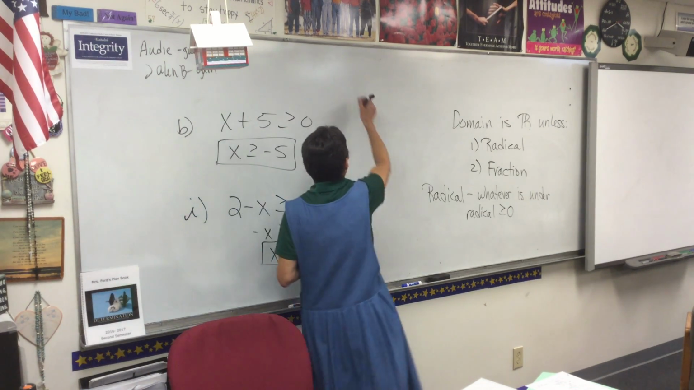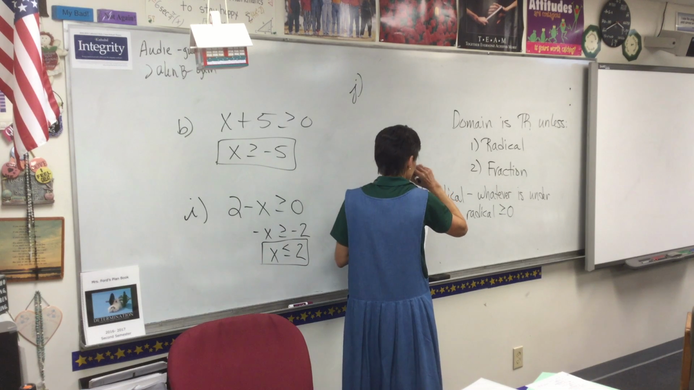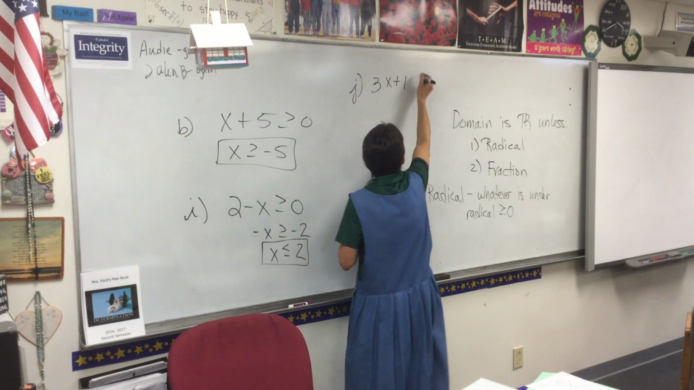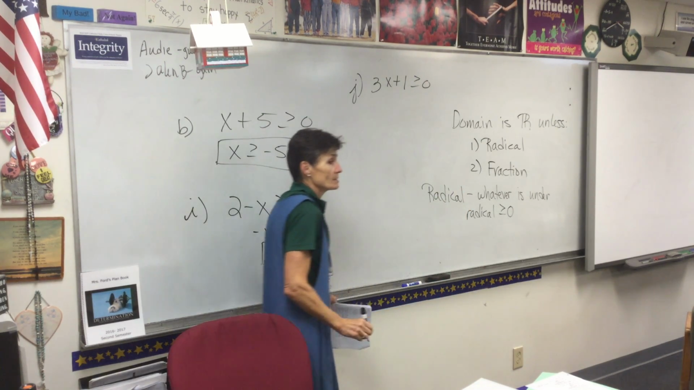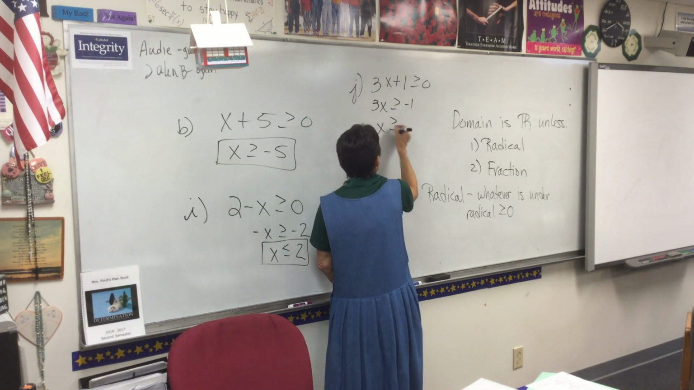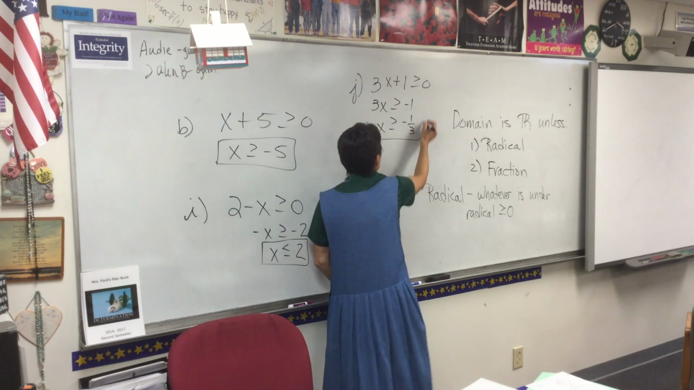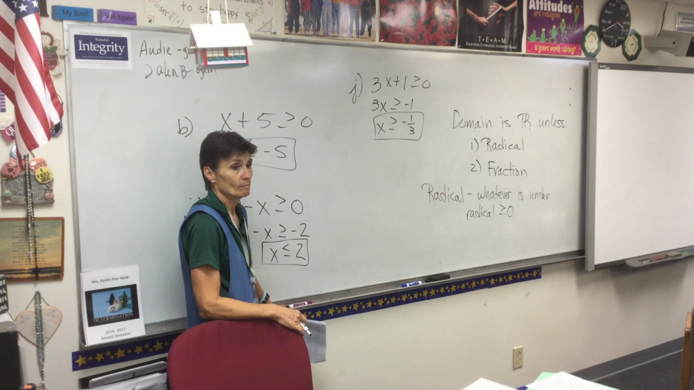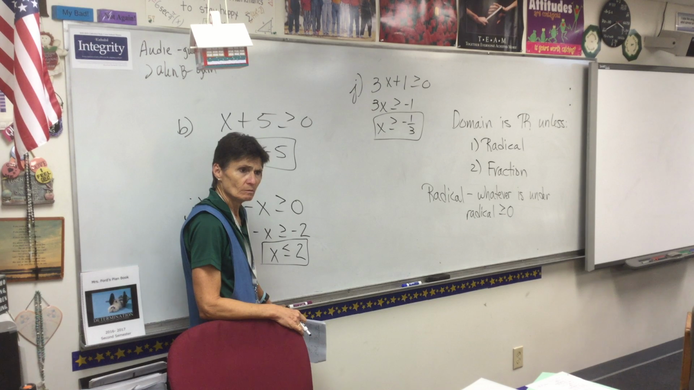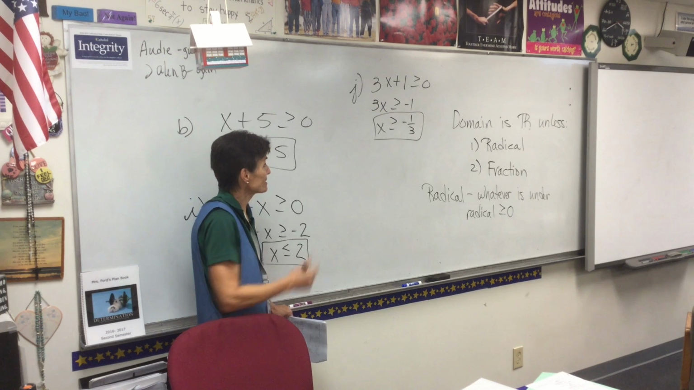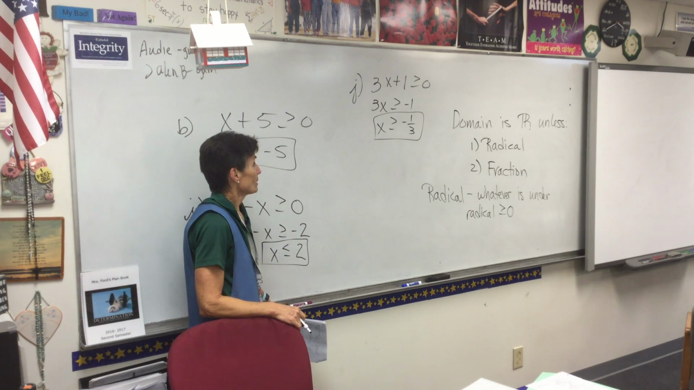All right, what about J? That has a radical. So what's the setup for J going to be? 3x plus 1 greater than or equal to 0. So 3x is greater than or equal to -1, and x is greater than or equal to? That's your domain. It's that easy. But still a fraction. Who cares? I thought it was a fraction. No, in the original problem. Oh, okay. This is the answer.